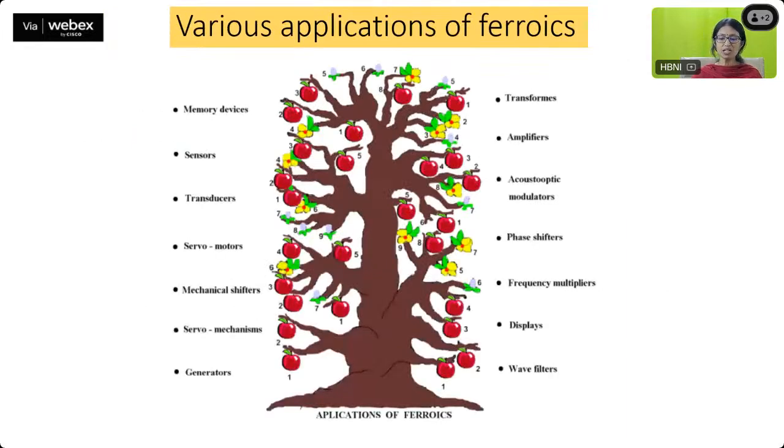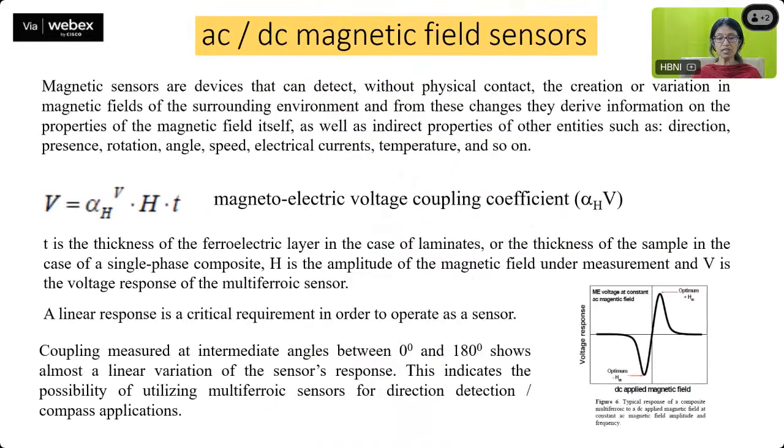There are various applications of these ferroic materials, most of which are given in this particular slide. You can go through it. One of the very good examples is the AC/DC magnetic field sensors. So what are magnetic sensors? They are devices that can detect, without physical contact, the creation or variation in magnetic fields of the surrounding environment. From these changes, they derive information on the properties of the magnetic field itself, as well as the indirect properties of other entities such as direction, presence, rotation, angle, speed, electric currents, temperature, and so on.